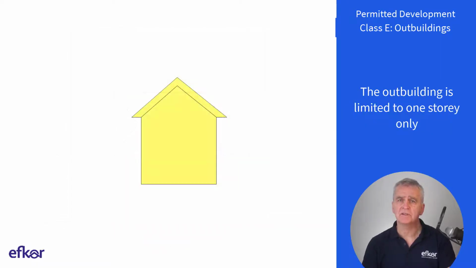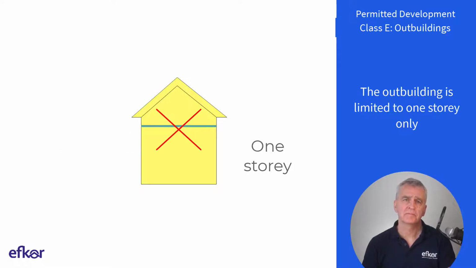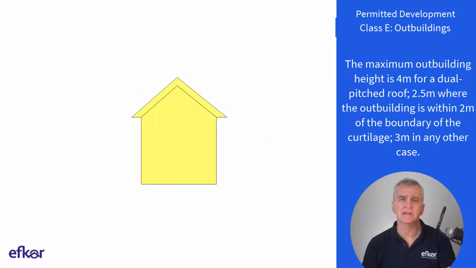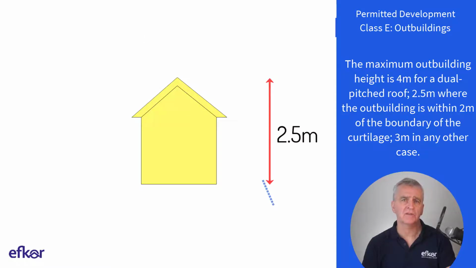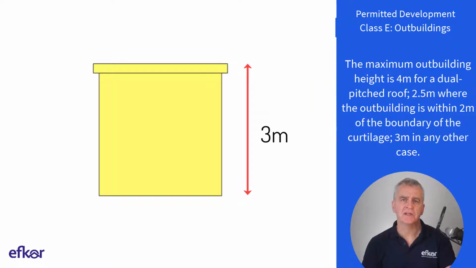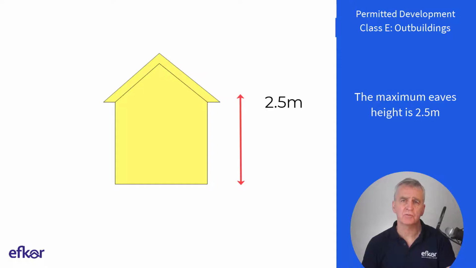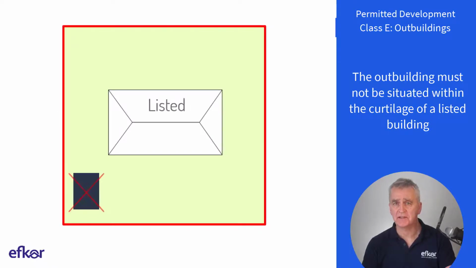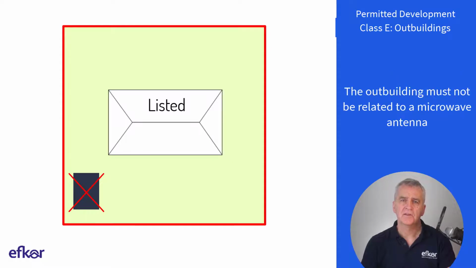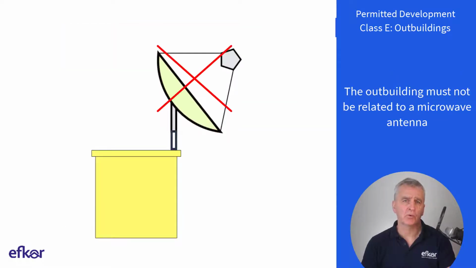The outbuilding is limited to 1 story only. The maximum outbuilding height is 4 meters for a dual pitched roof or a hipped roof, 2.5 meters where the outbuilding is within 2 meters of the boundary of the curtilage, or 3 meters in any other case. The maximum eaves height is 2.5 meters. And the outbuilding must not be situated within the curtilage of a listed building. The outbuilding must not be related to a microwave antenna.